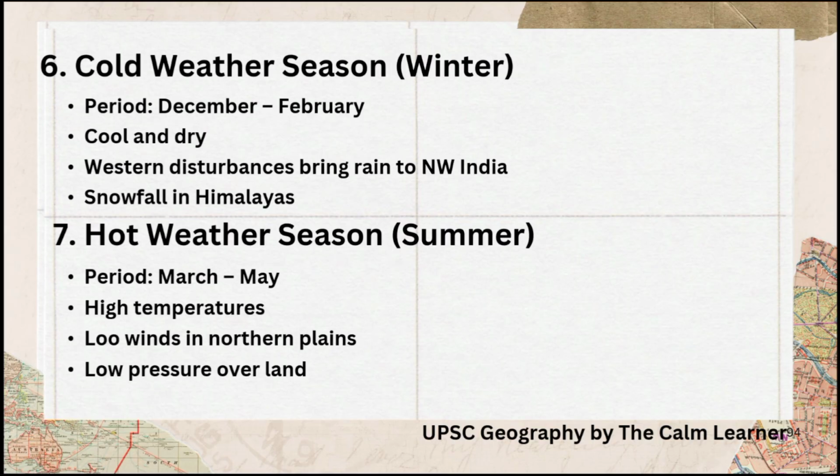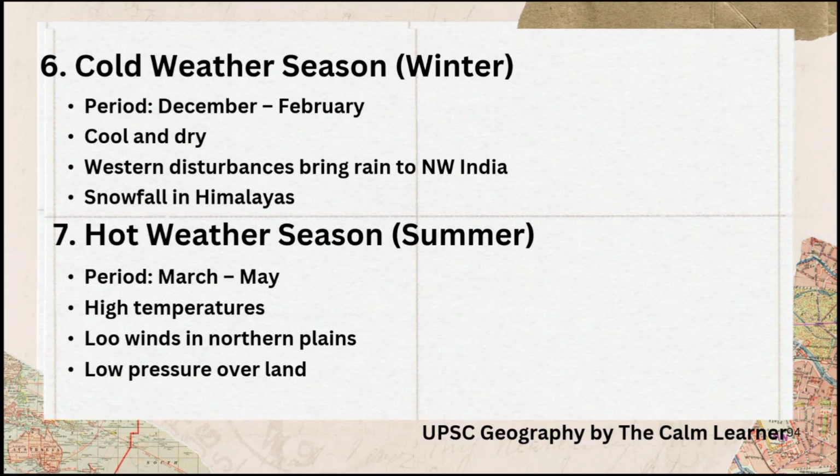First, there is the cold weather season, also known as winter, which lasts from December to February. During this season, temperatures are low and the weather remains mostly dry. Western disturbances are extratropical low pressure systems originating from the Mediterranean region, which bring winter rainfall to northwestern India. We will talk about western disturbances in the upcoming videos. Also, the western disturbances bring snowfall in the Himalayan region.